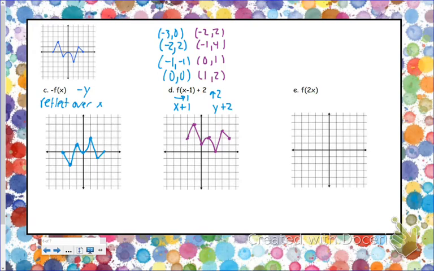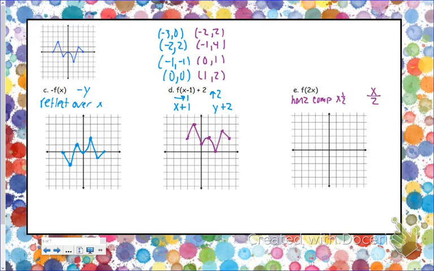E only has one transformation, but it's probably the most missed transformation. 2 times x means it is a horizontal compression. Okay, horizontal compression by 1/2. That means I'm going to take my x's and divide them by 2, not multiply them by 2. So that is going to squish your graph horizontally.